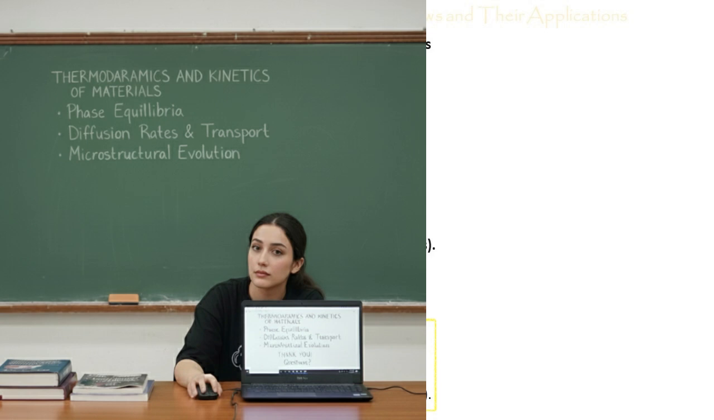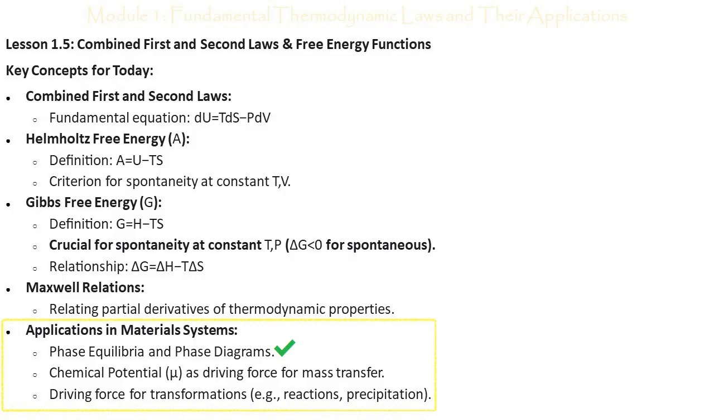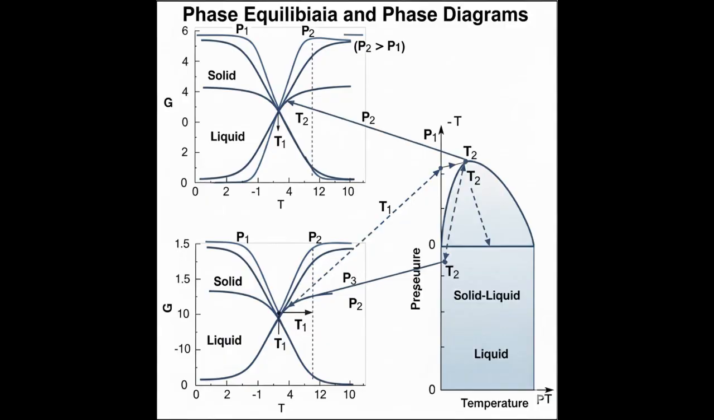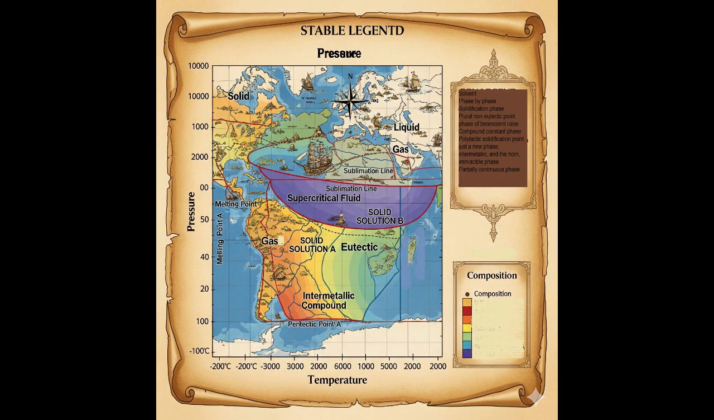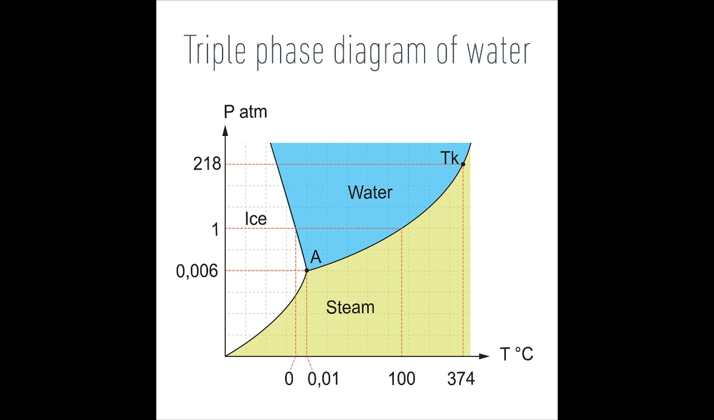Now, let's see why Gibbs free energy is so central to materials science. First, phase equilibria and phase diagrams. Phase diagrams are maps that show the stable phases of a material system as a function of temperature, pressure, and composition. The lines and regions on a phase diagram represent conditions where the Gibbs free energy of the different phases are equal, indicating equilibrium.